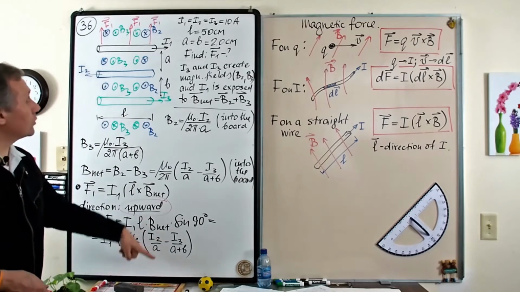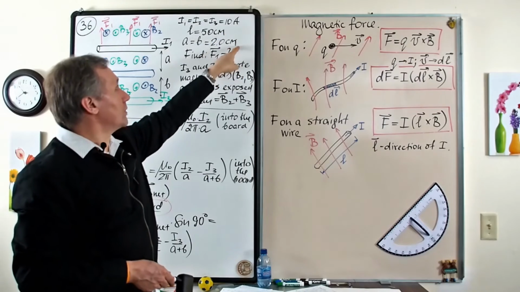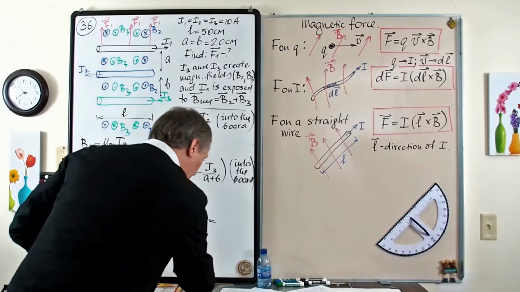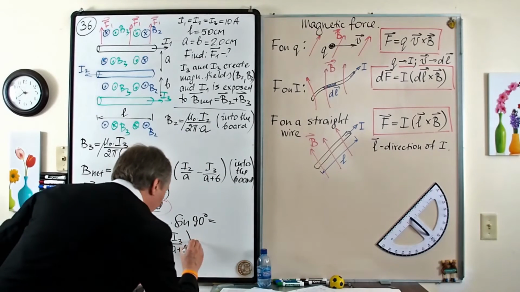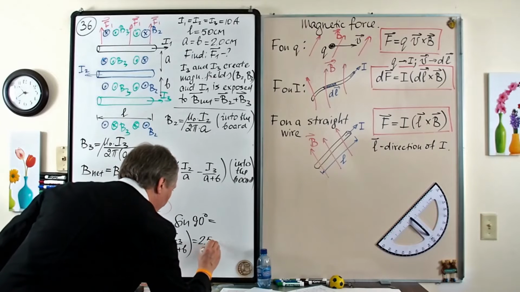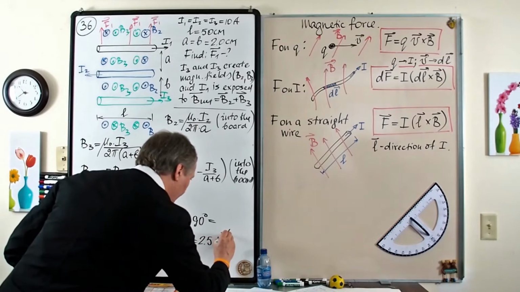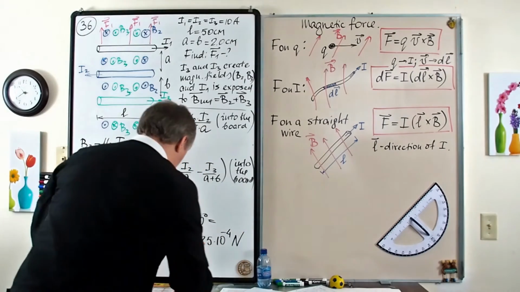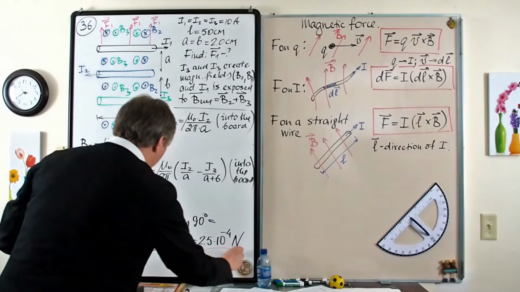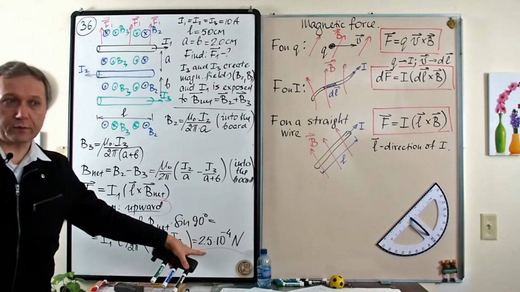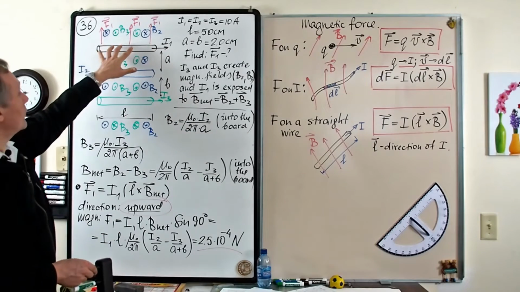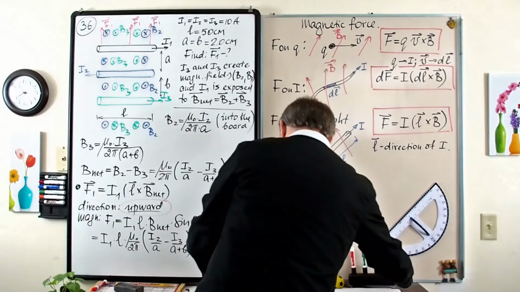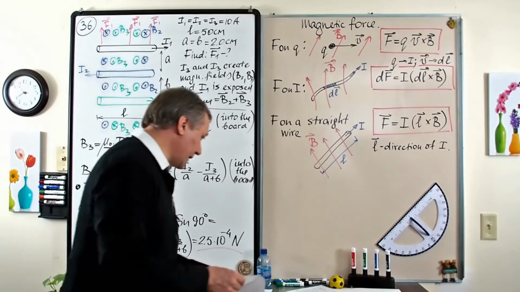Of course, don't forget to convert all these centimeters into meters, right? They must be in meters. All right, and the answer is going to be 2.5 times 10 to the power of minus 4. Again, it's just a force, units of Newtons. So, direction and absolute value of the force. And you see direction, so that force will be pushed up, right? Pushed up. So that's the second problem.